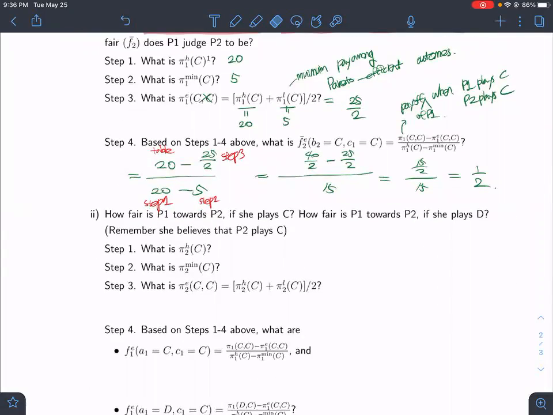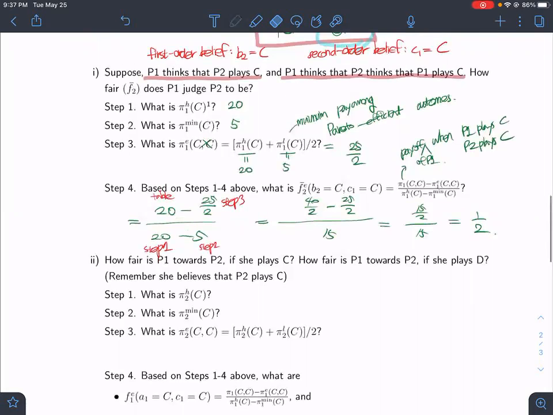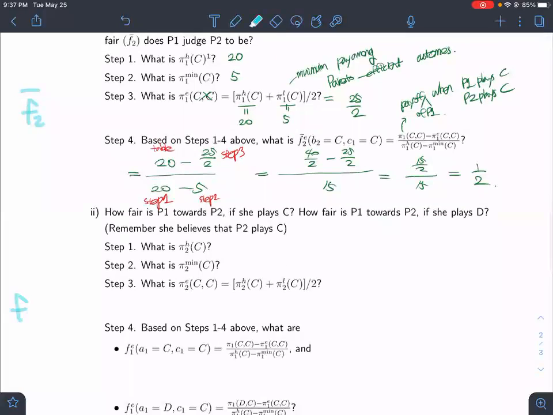How fair is P1 towards P2 if she plays C? For question one, we were thinking about F2, how fair player two is. Now we are thinking about F1, how fair I am.